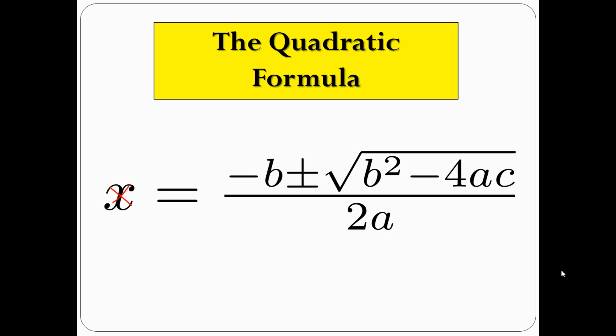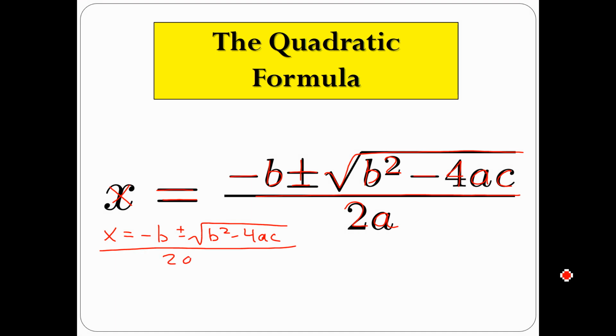So it is x equals negative b plus or minus the square root of b squared minus 4ac all over 2a. Try again. X equals negative b plus or minus the square root of b squared minus 4ac all over 2a.